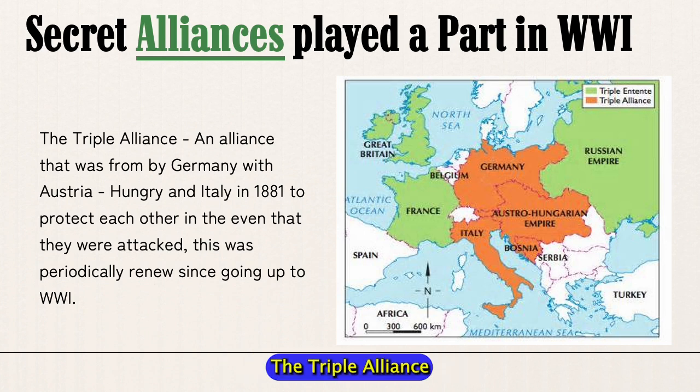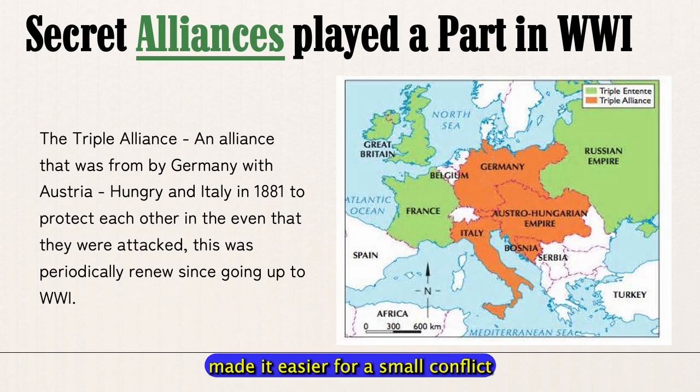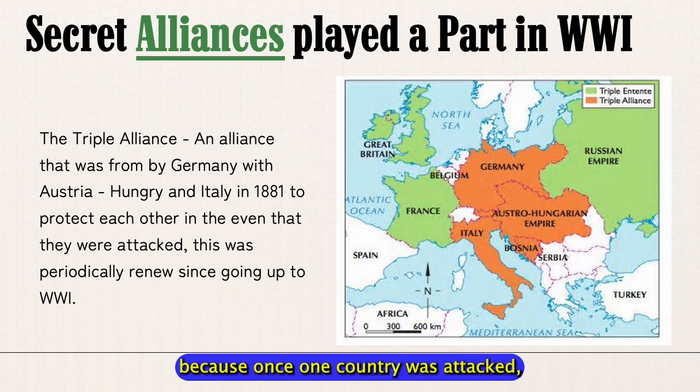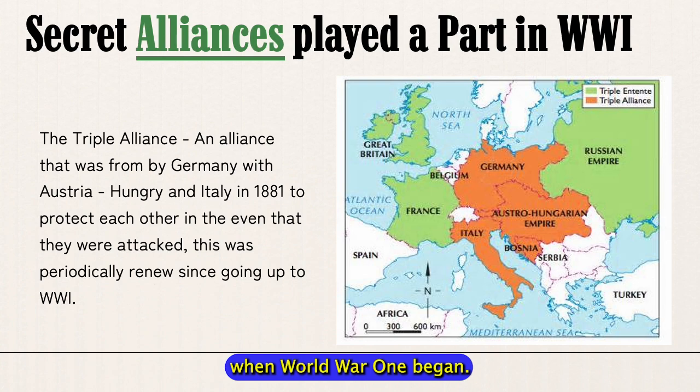The Triple Alliance created a sense of security for its members, but it also increased tensions with other countries. For example, nations outside the alliance, like France and Russia, felt threatened and started forming their own alliances. These secret agreements made it easier for a small conflict to grow into a much larger war, because once one country was attacked, its allies were pulled into the fight. This is exactly what happened when World War I began.